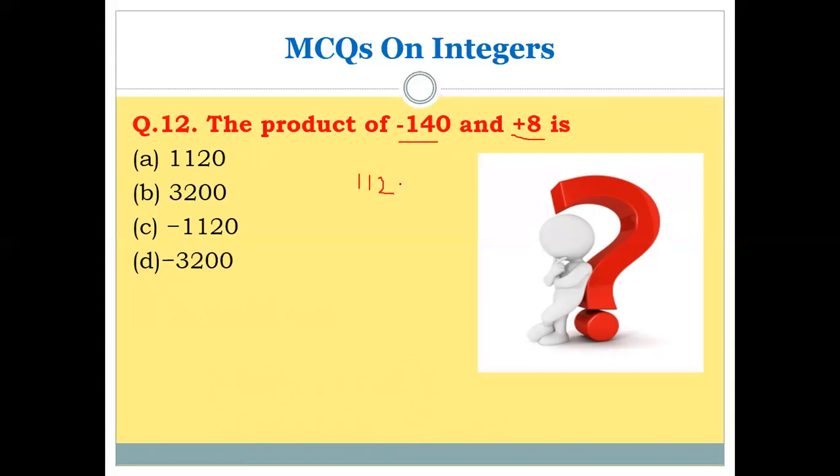And we put again 0 here because it becomes 10 times also. 14 times 10 is 140, and we have the minus sign. So the answer is minus 1120. That is the C part, the correct answer.